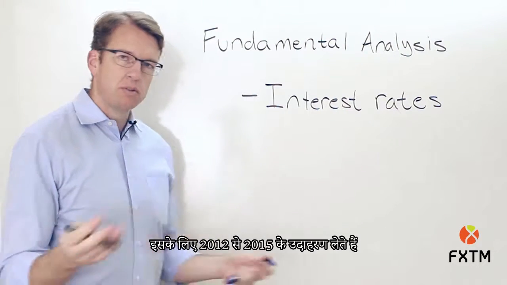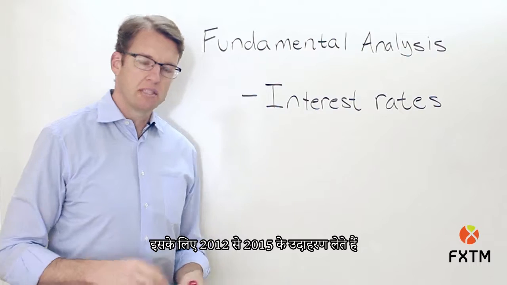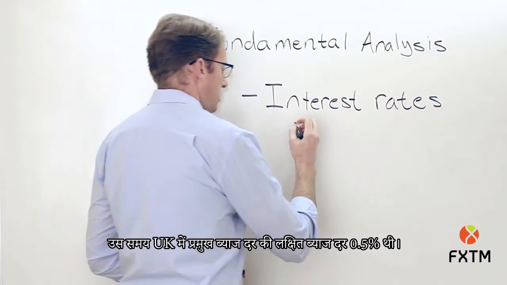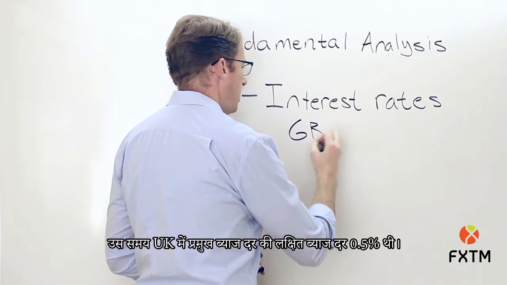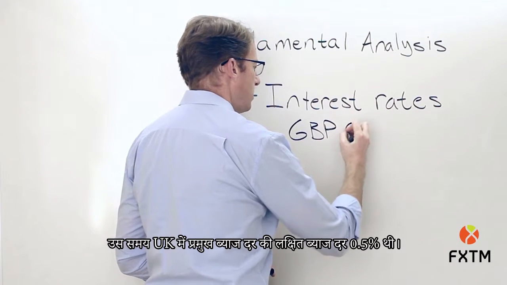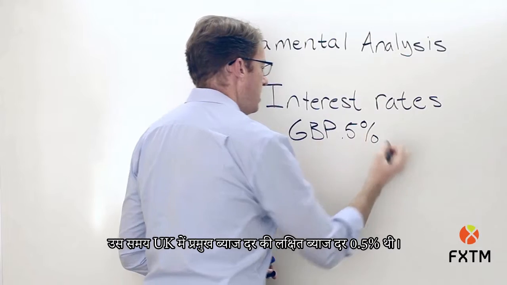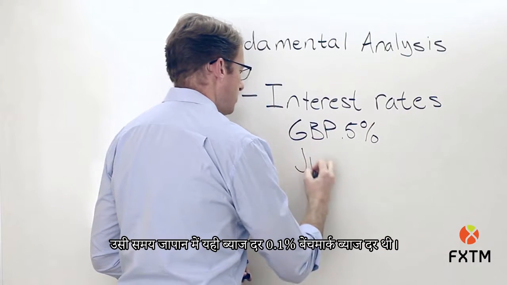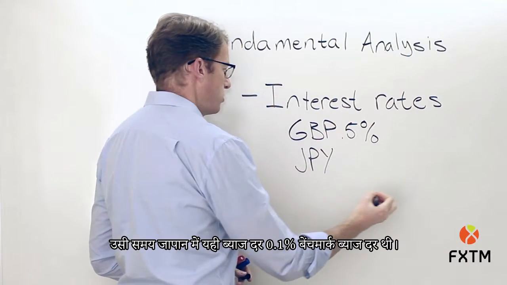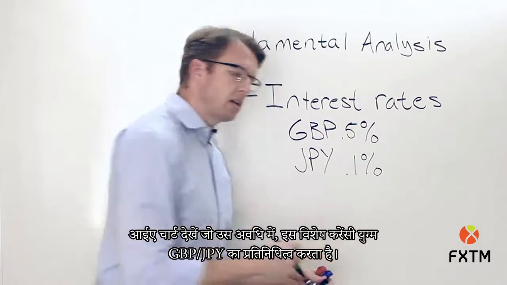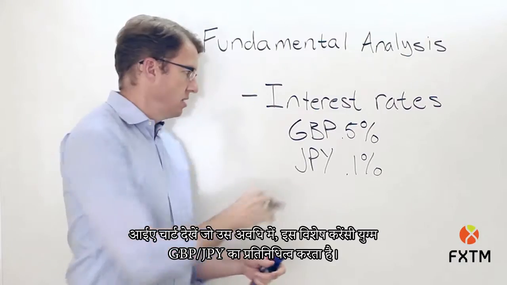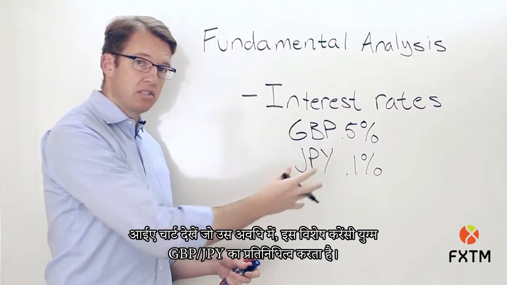So take, for example, from about 2012 through 2015, the target interest rate, or that key interest rate in the UK, was about 0.5%. Now, at the same time, the same benchmark interest rate in Japan was 0.1%. So let's take a look at a chart that represents this particular currency pair, the pound versus the yen, over that period of time.